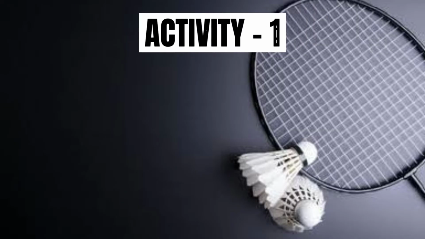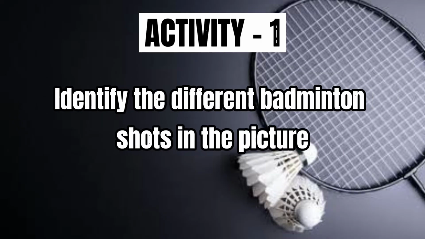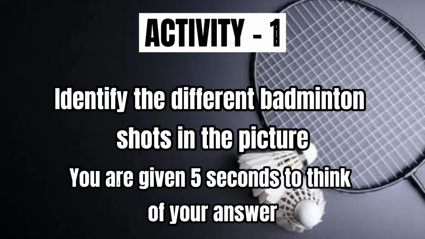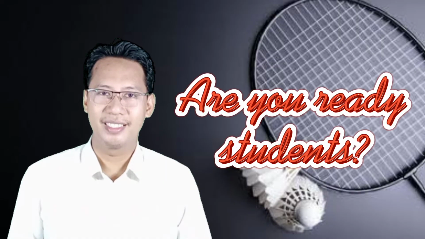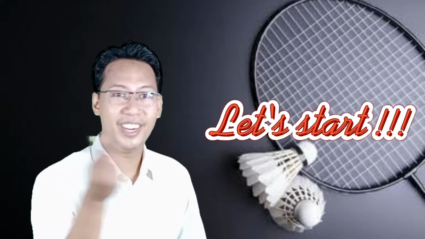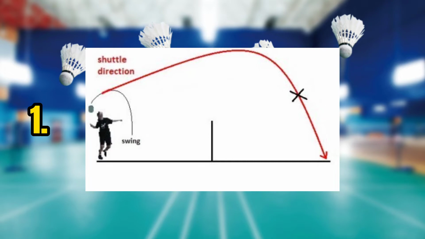Class, before we start our lesson, let's have a short review about the lesson last quarter. Our lesson was all about badminton. For activity 1, you are going to identify the different badminton shots that I'm going to show in the picture. You are given 5 seconds to think of your answer. Are you ready, students? Let's start! Number 1.